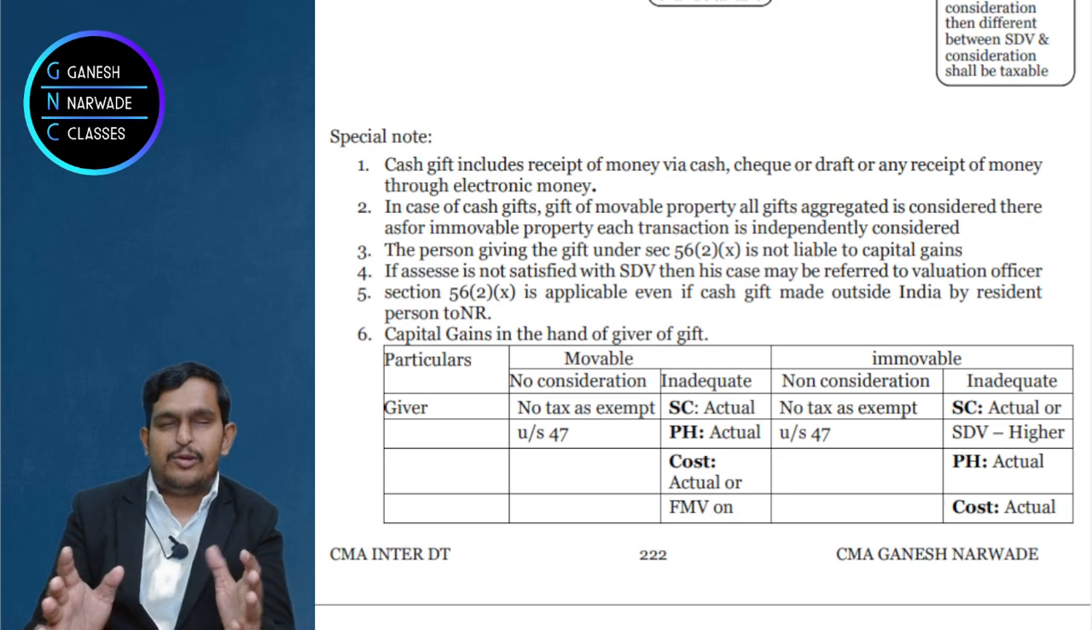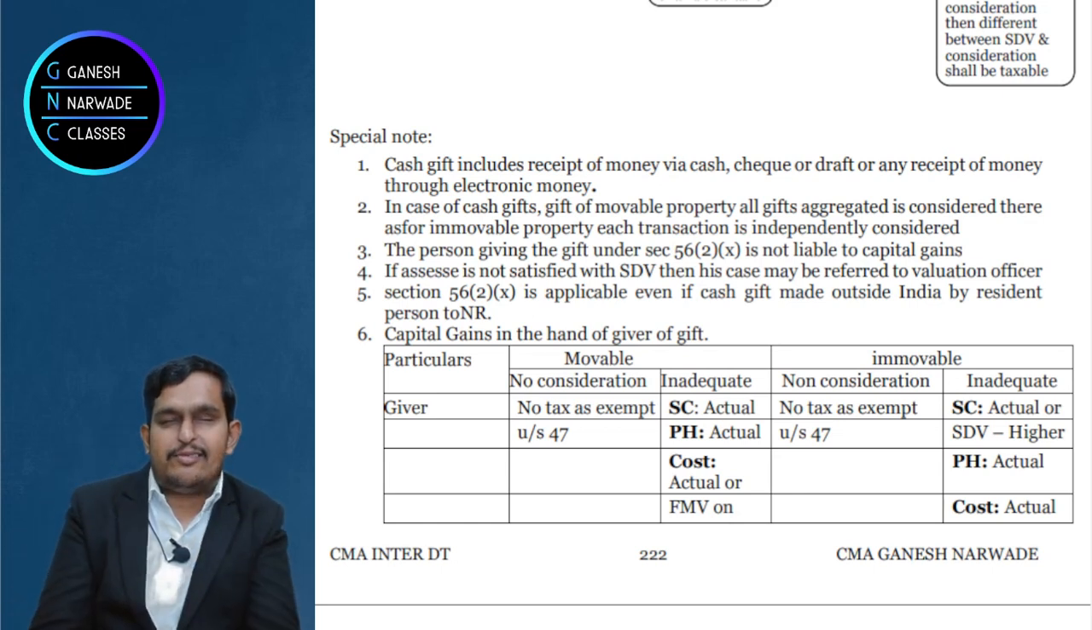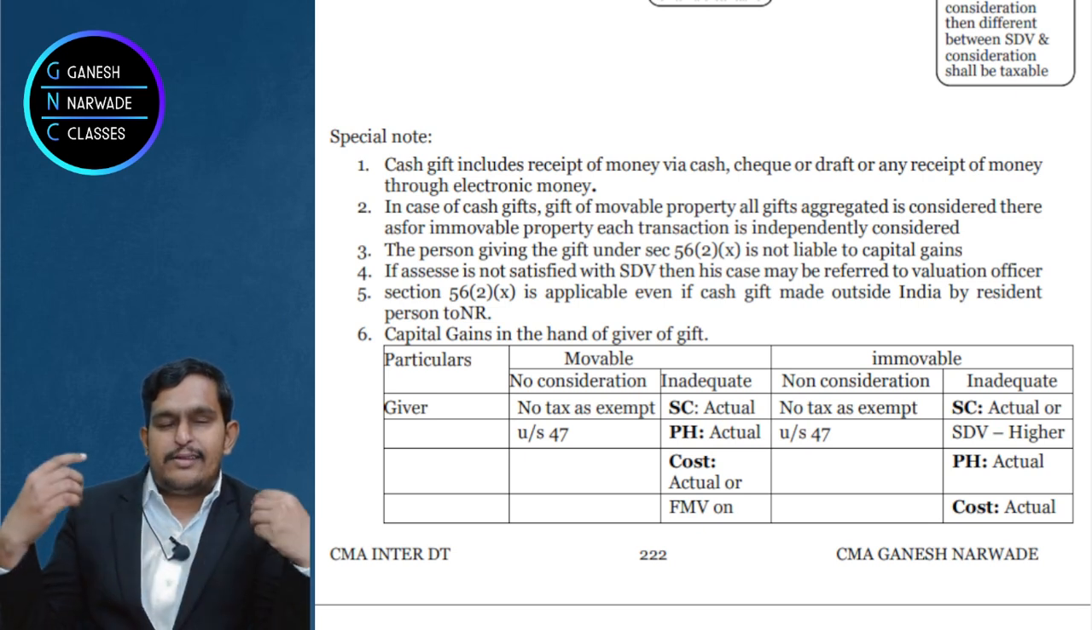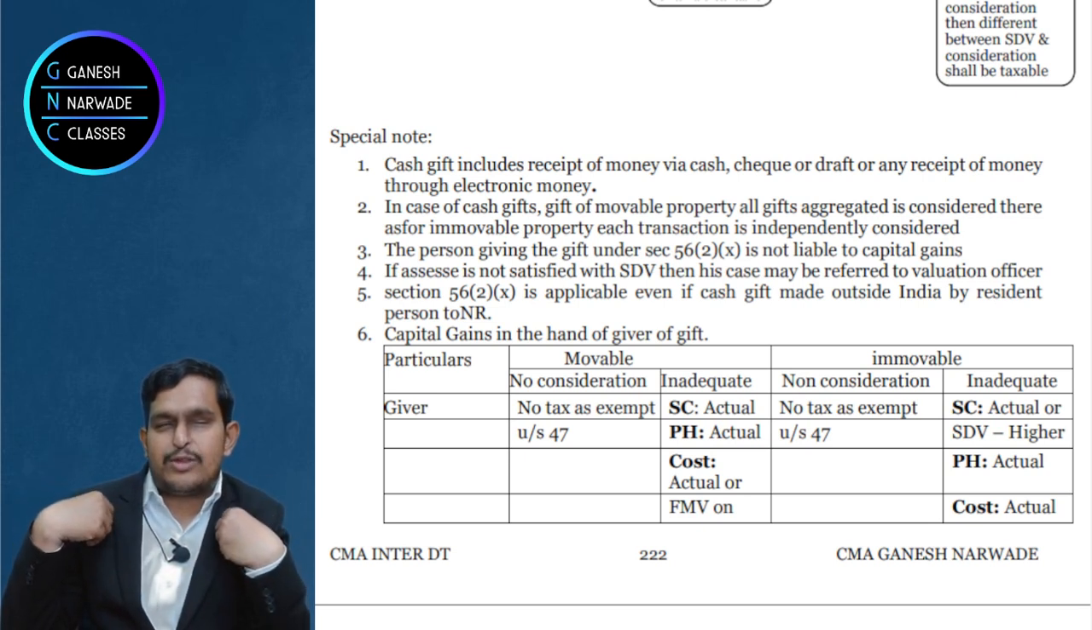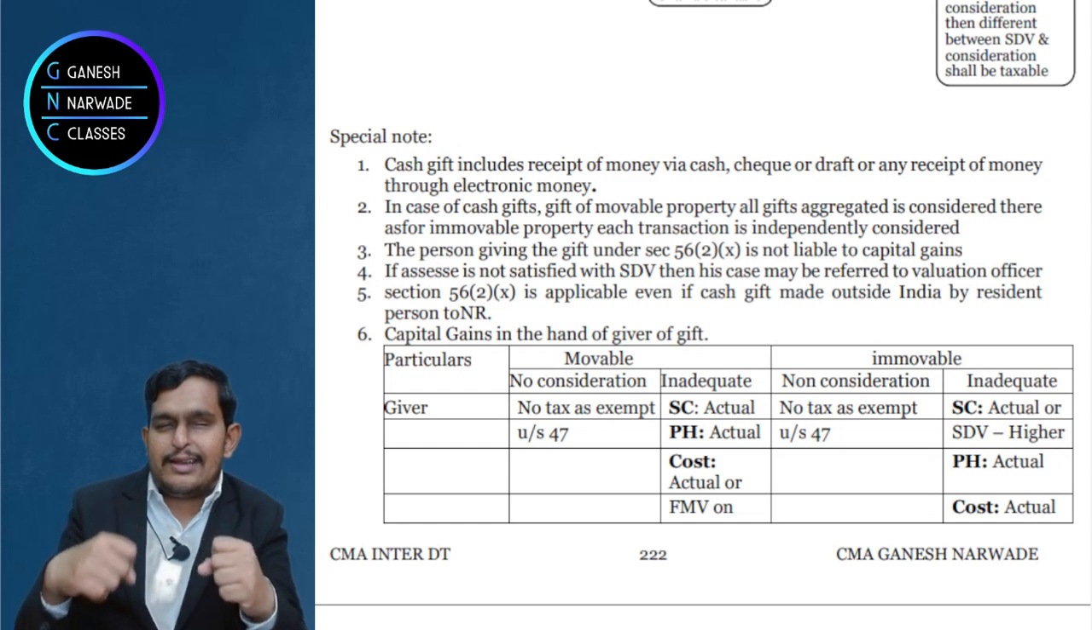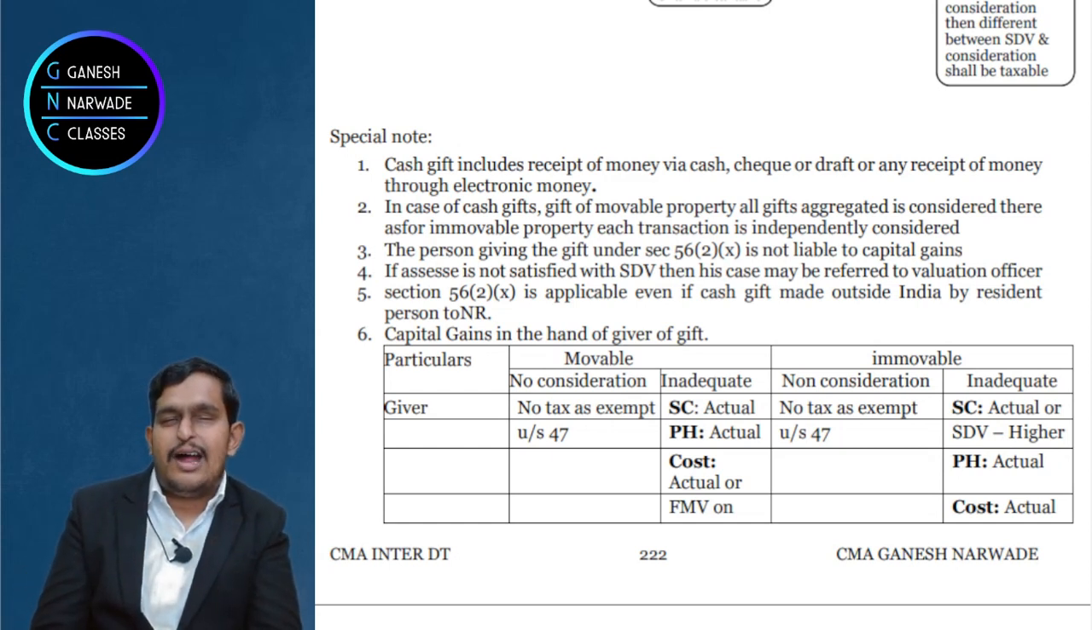Again I am repeating to you, if I gave 1 lakh rupees worth jewelry to you as a gift, because it is more than 50,000 rupees, you will be taxed under other sources gift taxation. Okay, but because it is a capital asset, it is transferred, so should I be taxed under capital gain? The answer is no, because under section 47 the giver of gift is fully exempt.